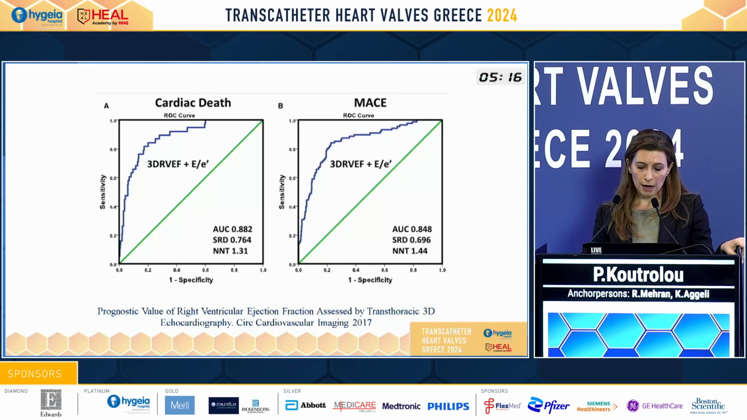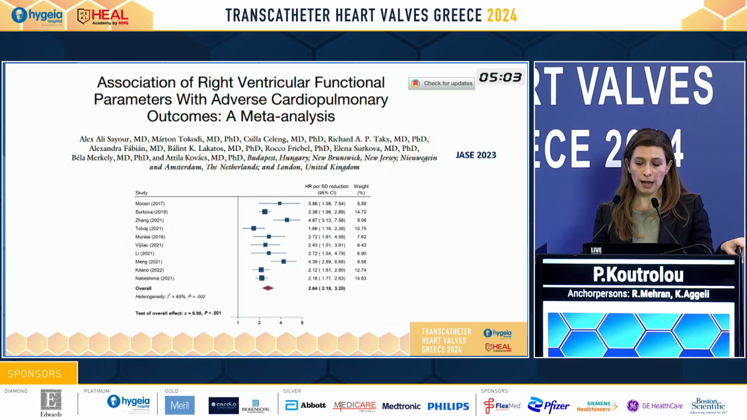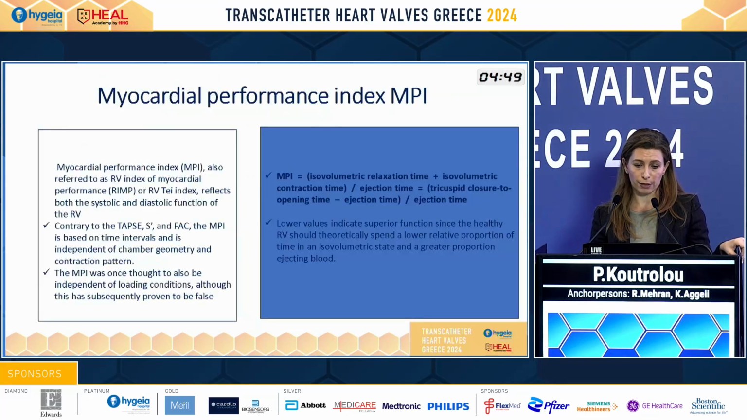The prognostic value of the right ventricular ejection fraction via 3D was shown to have very, very good correlation, again, with the adverse outcomes of our patient. In a very recent meta-analysis in JASE, the 3D evaluation of the right ventricular systolic function was actually the best measurement that we can do in order to evaluate the systolic function of the right ventricle.